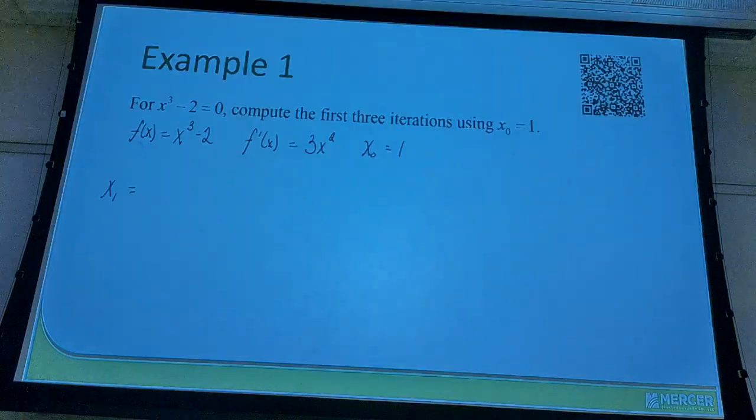There's the first iteration, x1. x naught minus f of x naught over f prime of x naught. So we're going to do this on a calculator. And I'll show you probably the easiest way to do it.